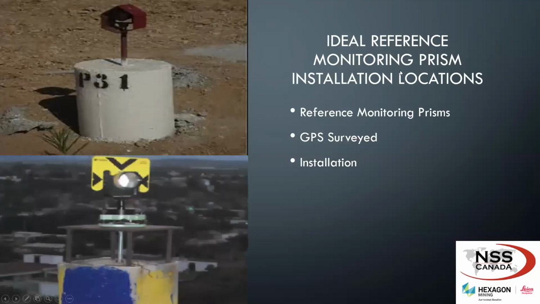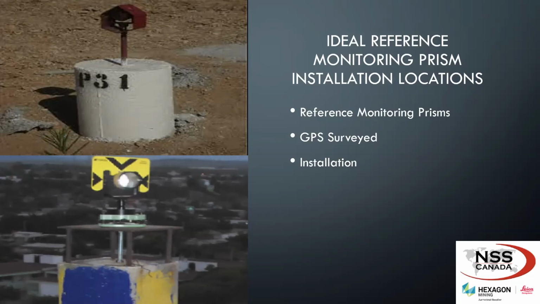So, ideal reference monitoring prism installation locations. In order for the total station to know where it is, we need at least 3 reference prisms. A GeoMos monitor station needs a minimum of 3 reference prisms to establish orientation before each measurement cycle.